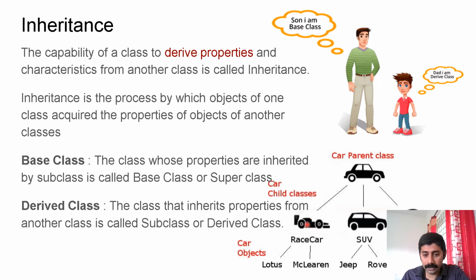So in this example, the race car is inheriting properties of a parent class called car. SUV is inheriting the properties of the parent class car. Even compact car is also inheriting properties of the parent class. So the concept of inheritance is nothing but getting the details or the behavior of the parent class into the child class or the derived class.